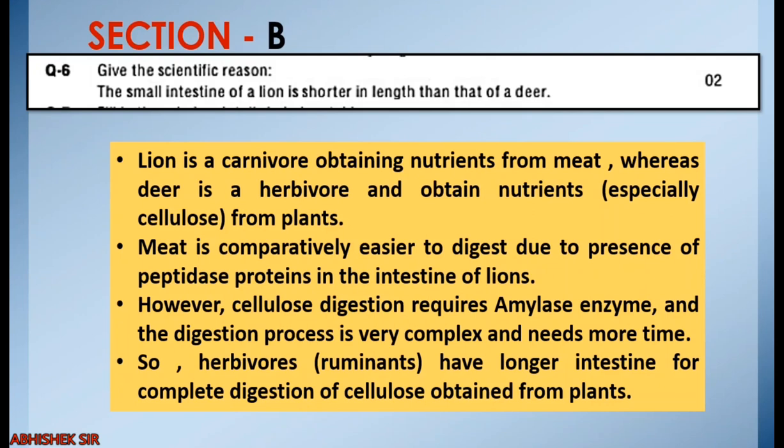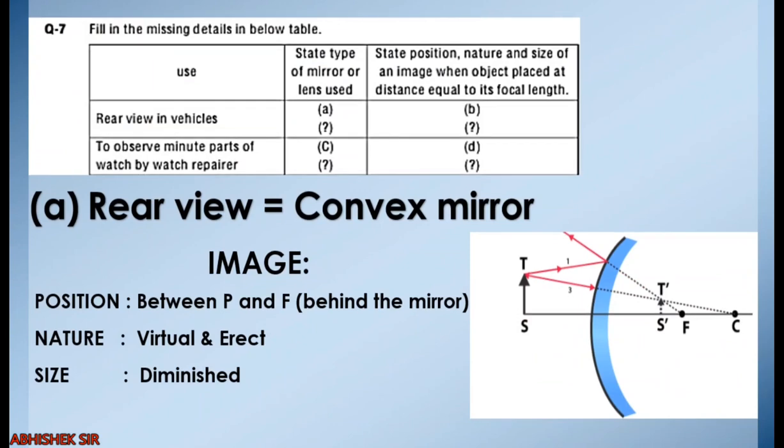However, cellulose digestion requires amylase enzyme, and the digestion process is very complex and it needs more time. So to compensate for that, the length of the small intestine is lengthier, right? So the more all the cellulose and digested parts remain inside, the more absorbing the intestine will be. So herbivores have longer intestine for complete digestion of cellulose obtained from plants. Clear? Now moving on to the next question.